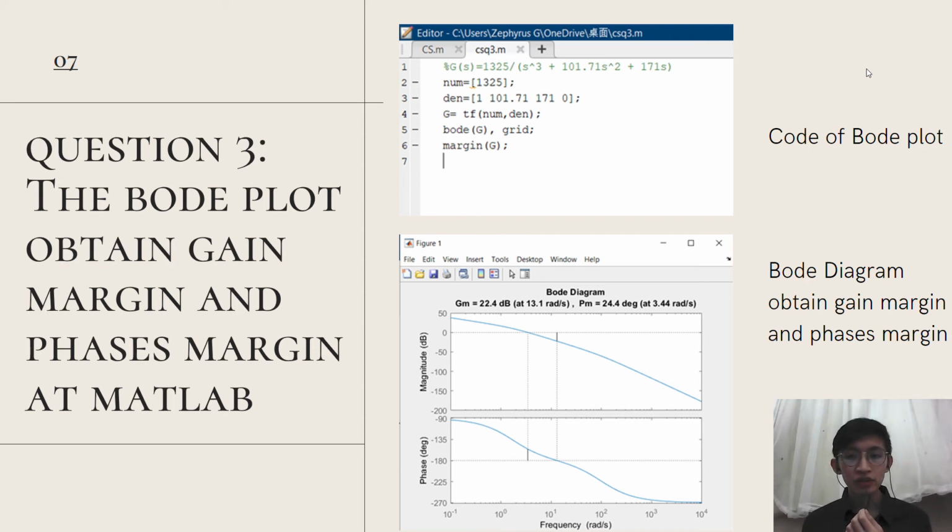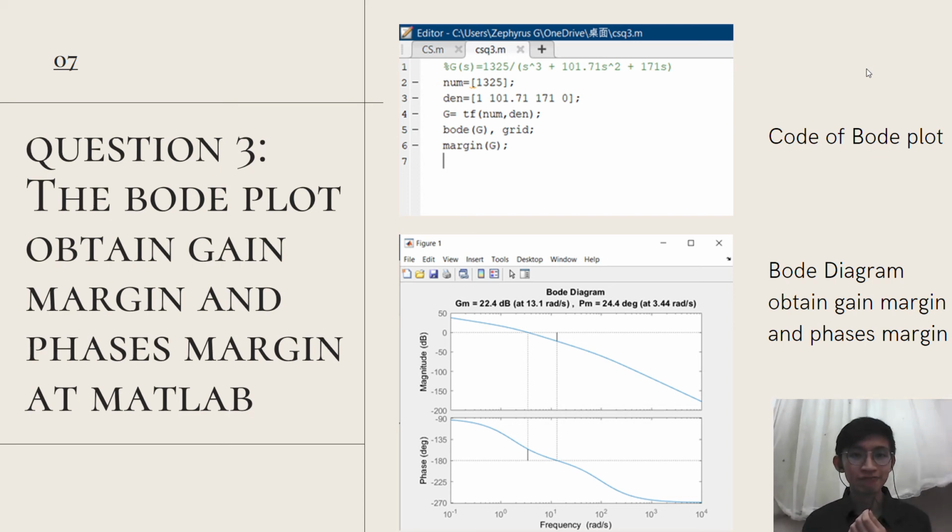After I run the code, the diagram below will show. The diagram shows the Bode diagram that obtains the gain margin and phase margin. We get a gain margin of 22.4 dB and a phase margin of 24.4 degrees. Now, I will pass to my group mate to continue the presentation.